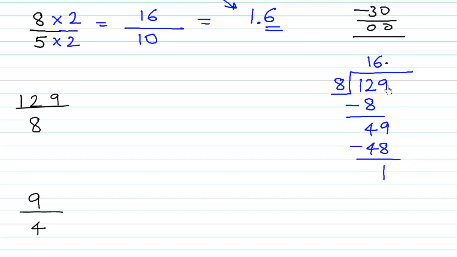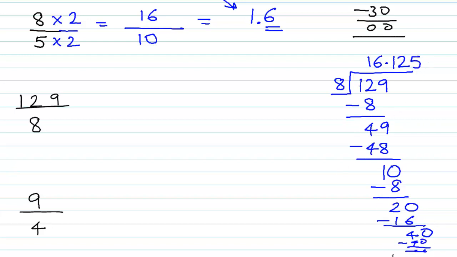Now we can put a decimal point and we can put a 0 at one time. 8 ones are 8, 8 twos are 16, so we have 8 ones are 8. 10 minus 8 is 2. We can put one more 0 at one time. We have 8 twos are 16, 4 remainder. We can put a 0 at one time, and then we have 8 5s are 40. Now we have a remainder of 0. So the answer to this is 16.125.